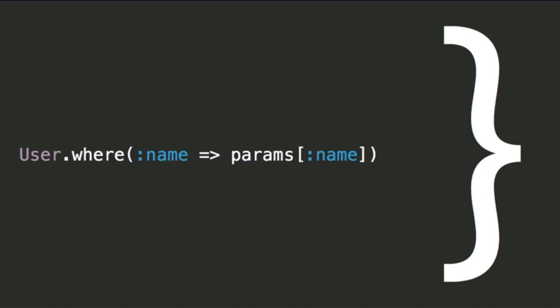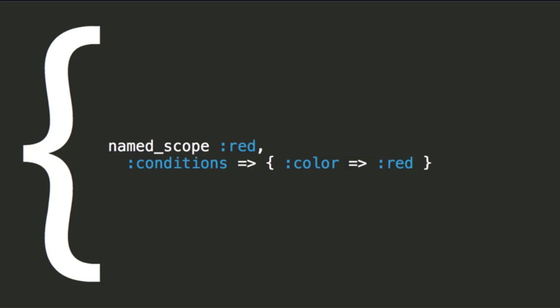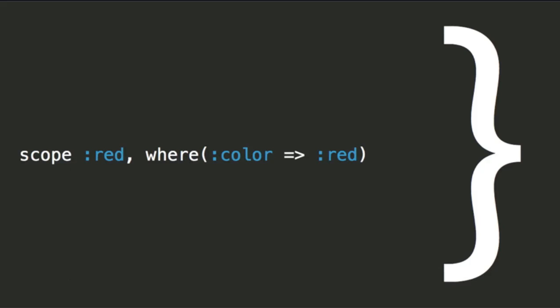One nice thing is that the same syntax can be used here. This is the old named scope, so named_scope :red, and then you specify the conditions as a hash. The same syntax for making queries is now usable in scope, so instead of saying named_scope, you just say scope, and then you name the scope and you use the same syntax. Again, I'll point out that the old named_scope syntax continues to work if you want.